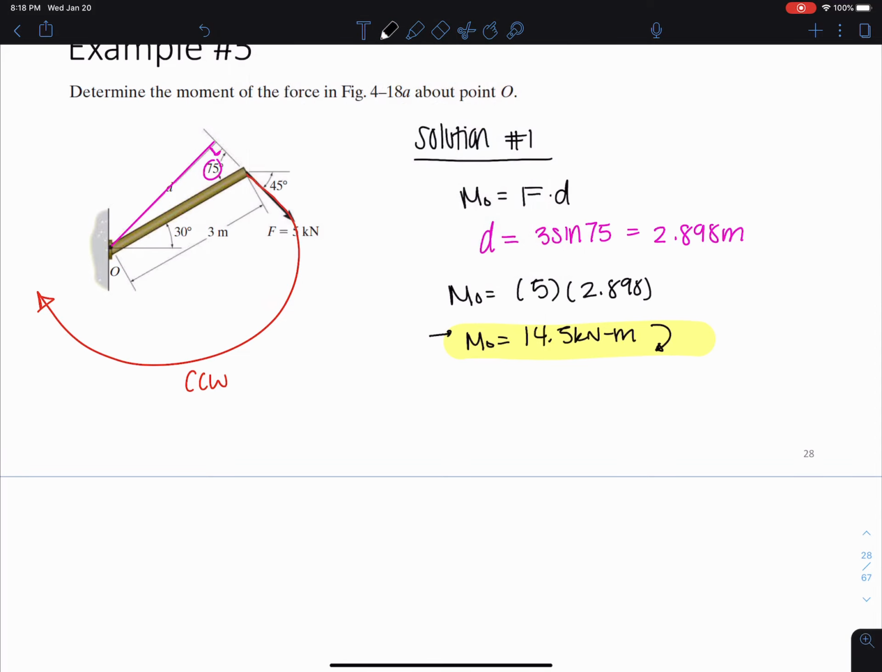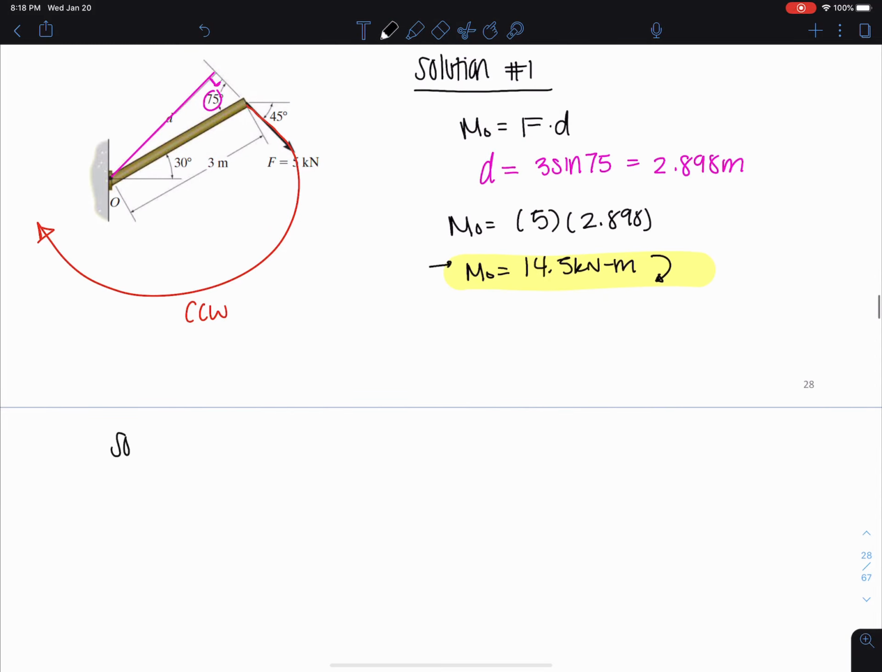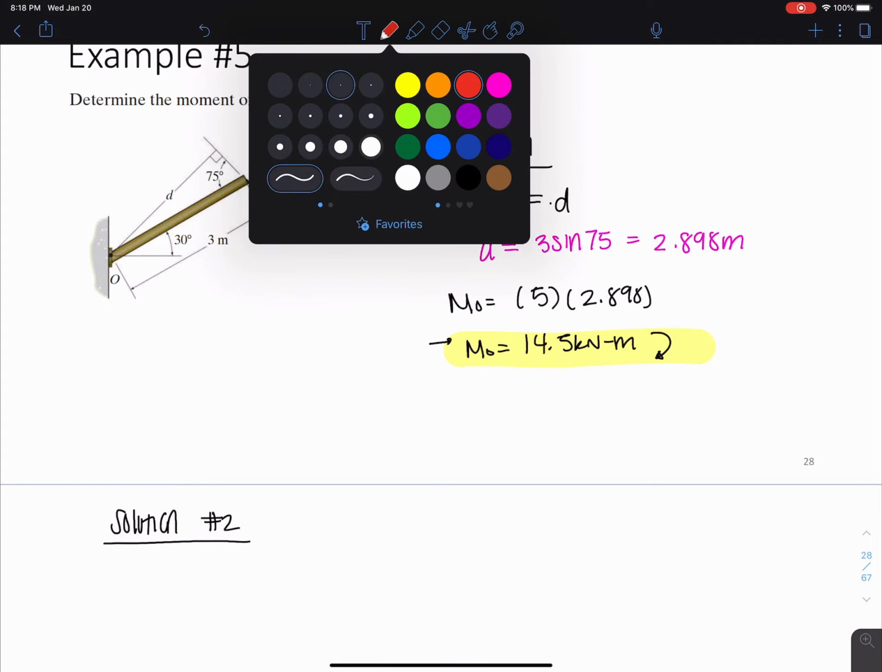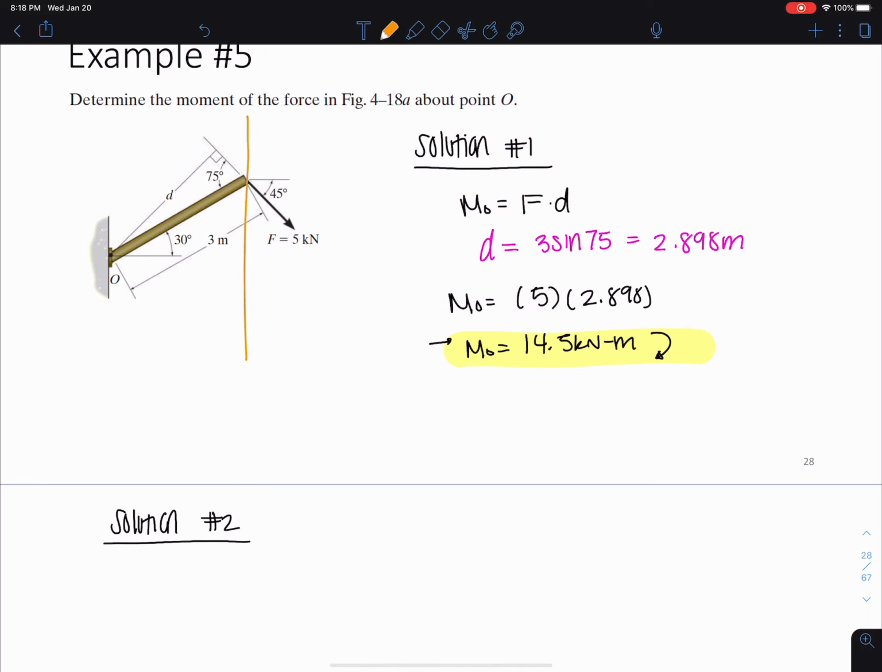All right, so let's try another solution now. Okay, now I'm going to do the second solution here the way I was describing earlier. I'm going to split this force up into components. So I'm actually going to start by drawing the X and Y direction here.